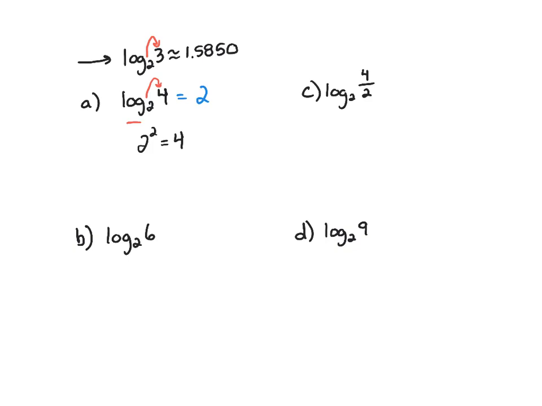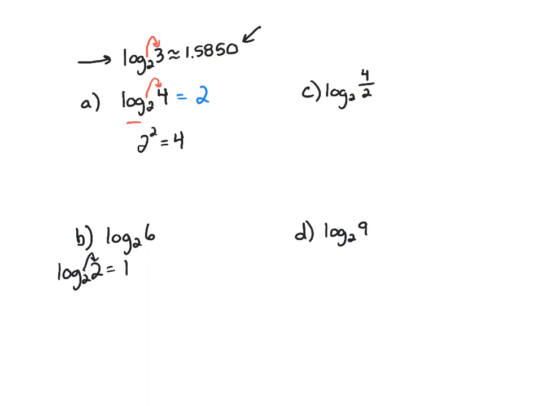So 2 to what power gives me 4? The answer is 2. Now for part B, that one's a little bit different. So I have log base 2 of 6. 2 to what power gives me 6? Well, that doesn't come out evenly. So I'm going to have to use some given information. Well, I can use any log that I know the answer to. So for instance, I know log base 2 of 3 because it's given right here. I also know log base 2 of 2. So 2 to what power gives me 2? Well, I know the answer is equal to 1 because 2 to the first gives me 2.